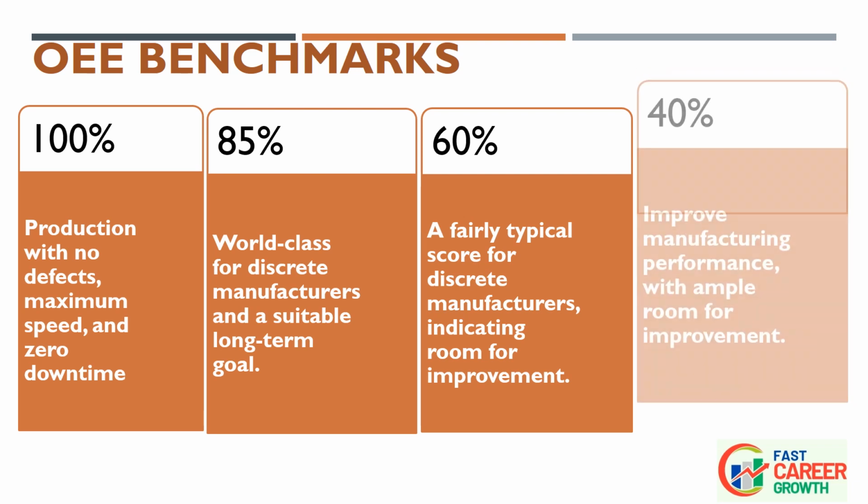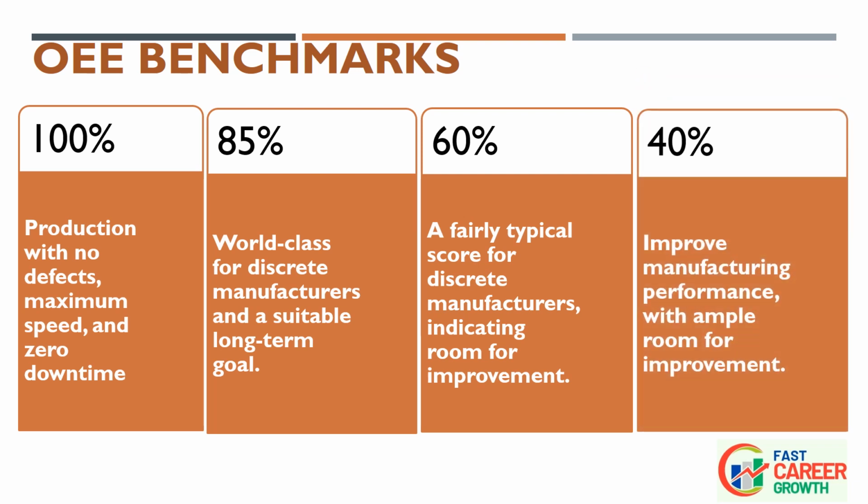An OEE score of 40% is not at all uncommon for manufacturing companies that are just starting to track and improve their manufacturing performance. It is a low score and in most cases can be easily improved through straightforward measures, e.g. by tracking downtime reasons and addressing the largest sources of downtime one at a time. Benchmark your OEE score against industry standards for discrete manufacturing and strive for world-class results.